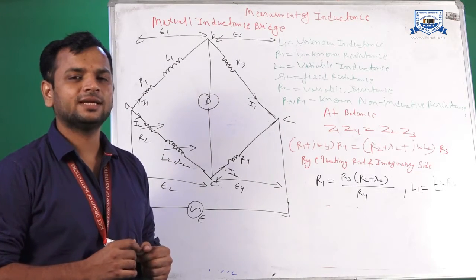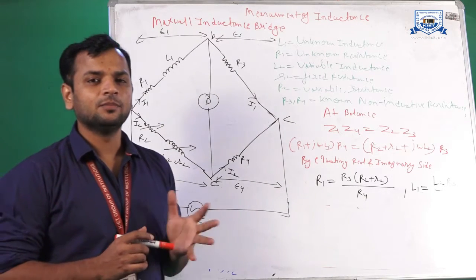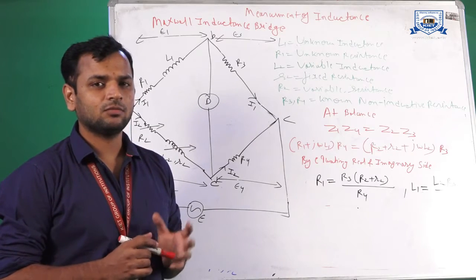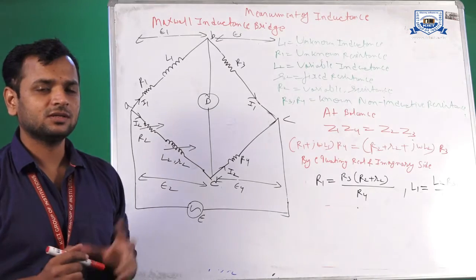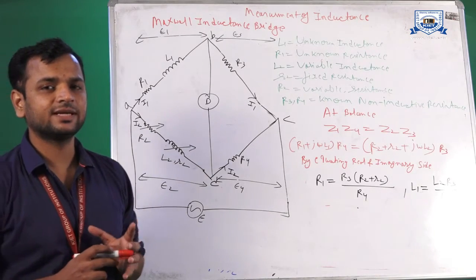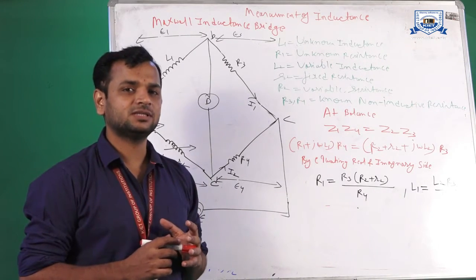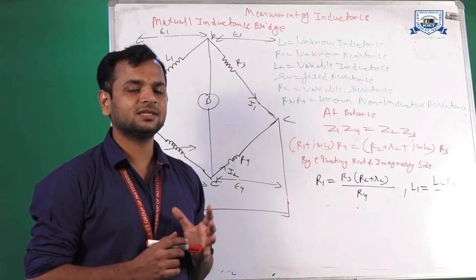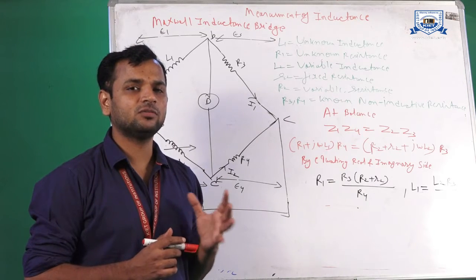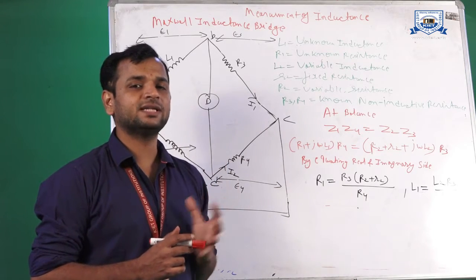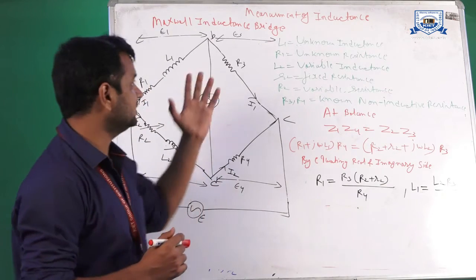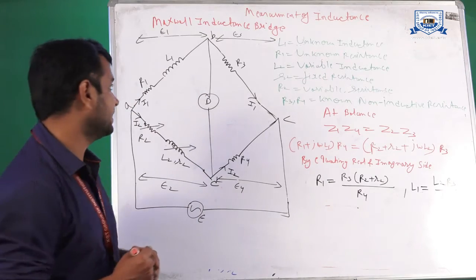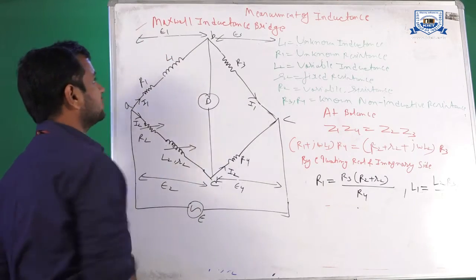Hello everyone, in this lecture we are going to see the measurement of inductance with the help of the Maxwell inductance bridge. In the last lecture we saw the bridge circuitry, the basics of AC bridges, what the balance condition is, and what the equation of the impedances used in all four branches will be. So for measurement of inductance, the first category of bridge is the Maxwell inductance bridge.